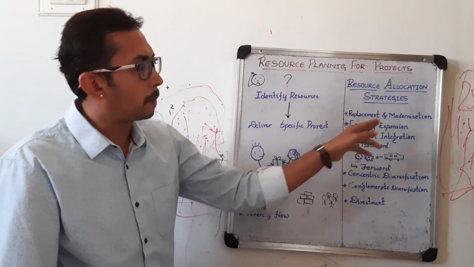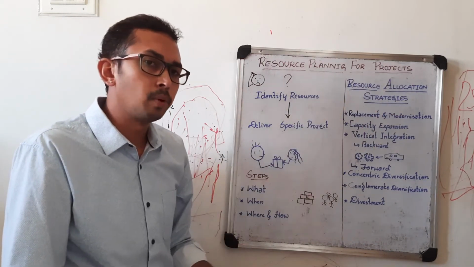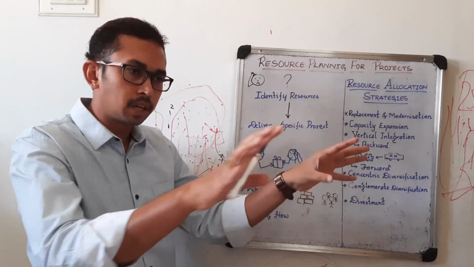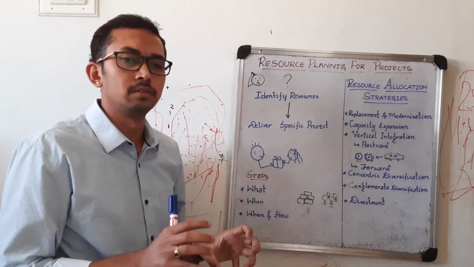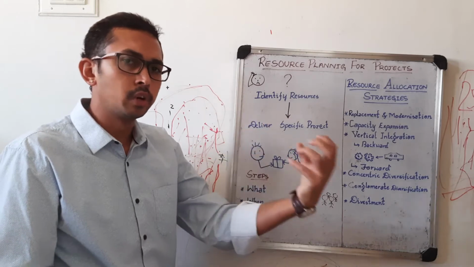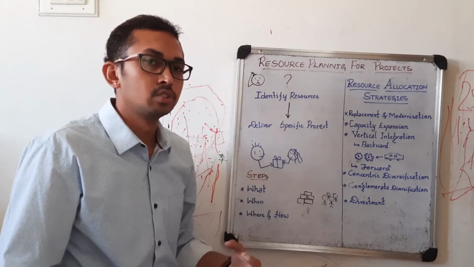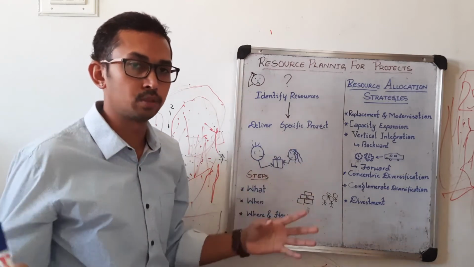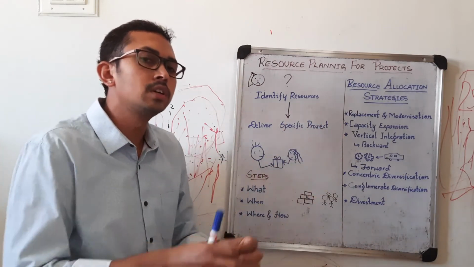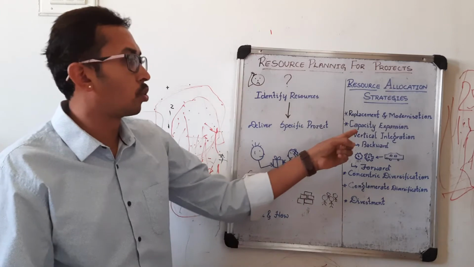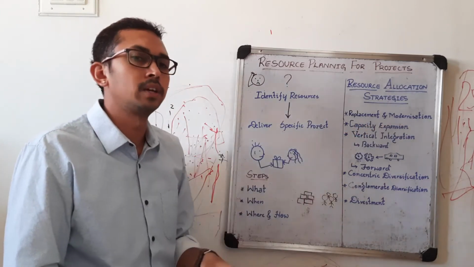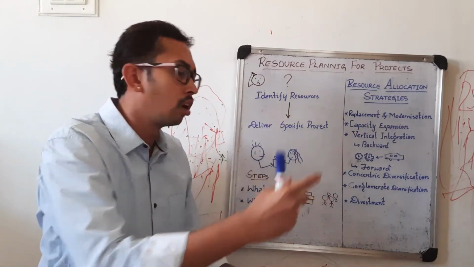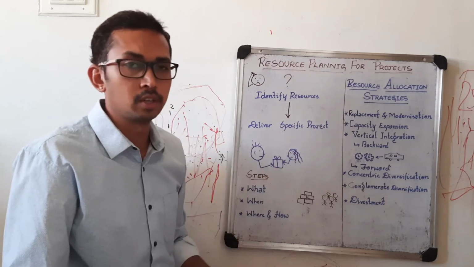So next one is the capacity expansion. Suppose you have acquired some customers in a particular region. So you have got a good response from the customers. So now you have to expand yourself. You have to expand, you have to grow, you have to increase the production rate. So that we are going to call as capacity expansion. How much resource you are going to allow for the capacity expansion.